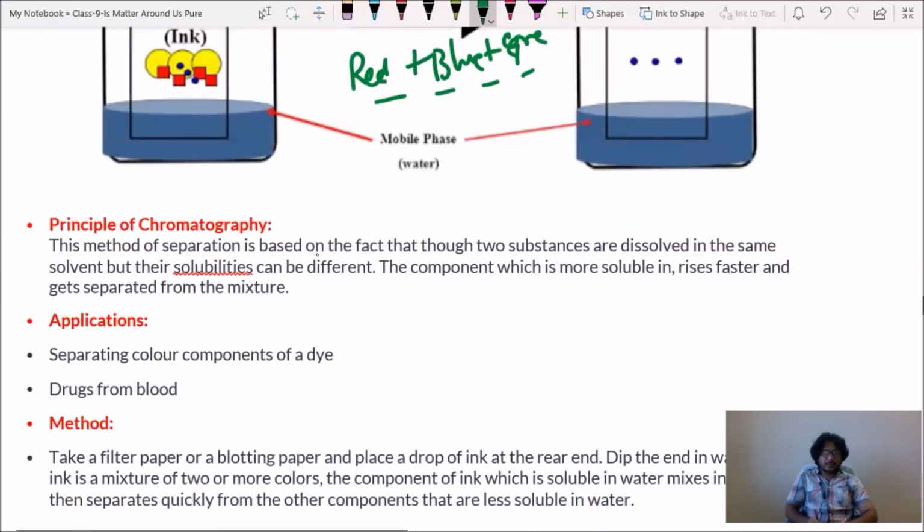Principles of chromatography. This method of separation is based on the fact that though two substances are dissolved in the same solvent, their solubilities can be different. When you are mixing two substances in the same solvent, one substance will have one solubility, another substance will have another capacity of solubility. Depending upon the solubility, they will separate. The component which is more soluble will rise faster and get separated from the mixture.